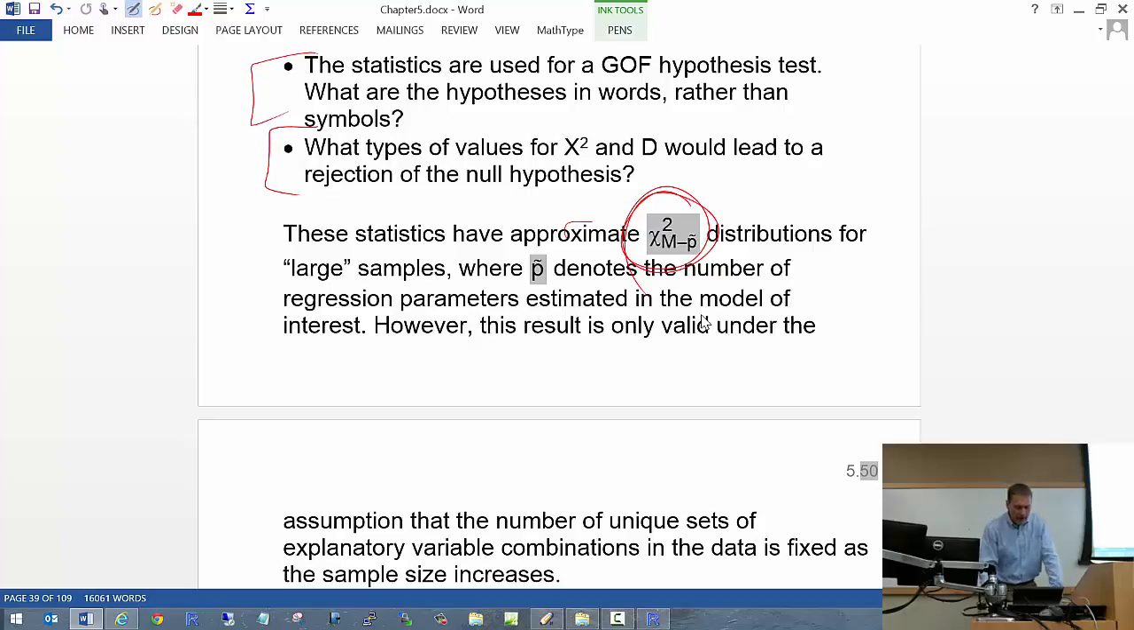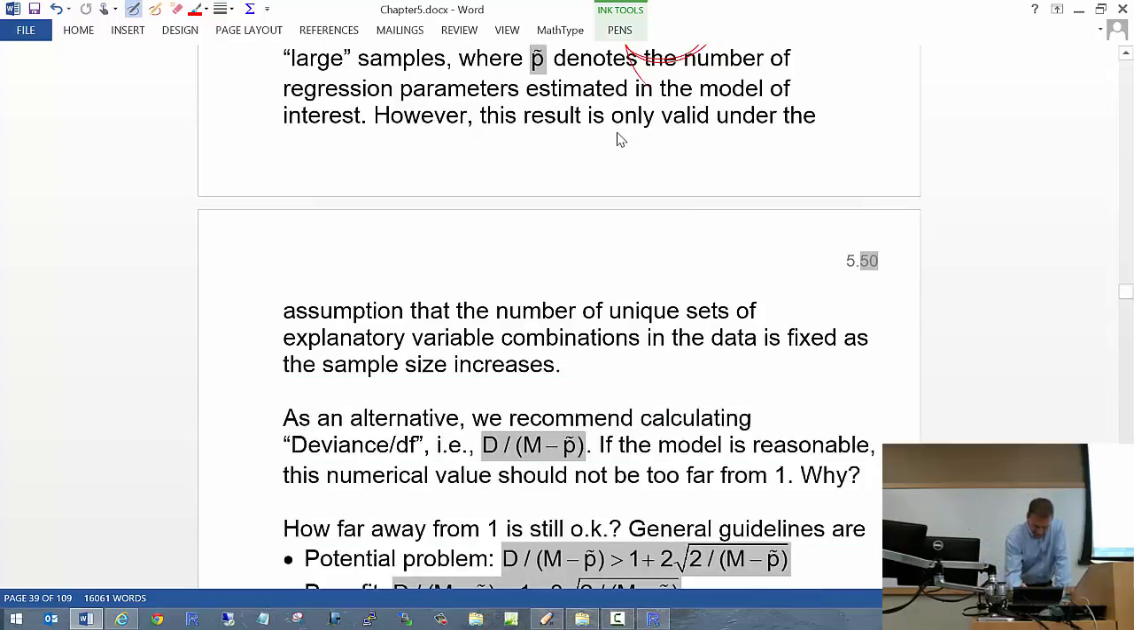It's only valid under the assumption that the number of unique sets of explanatory variable combinations in the data is fixed as the sample size increases. So what does that mean? Let's look at a potential place where there would be a problem. Let's say that you have one explanatory variable x. It's absolutely continuous.